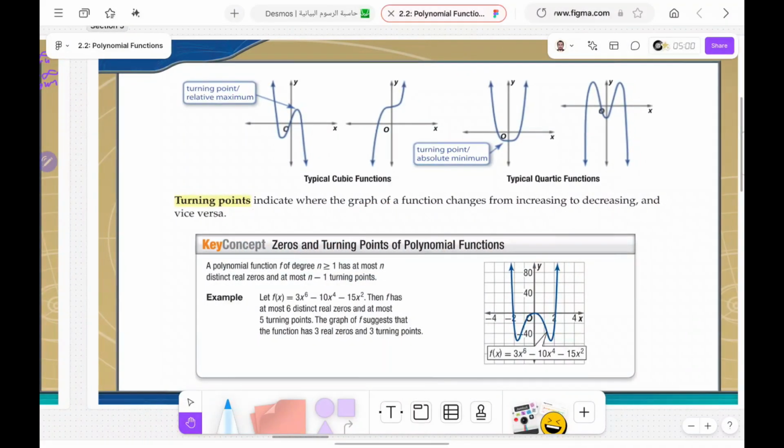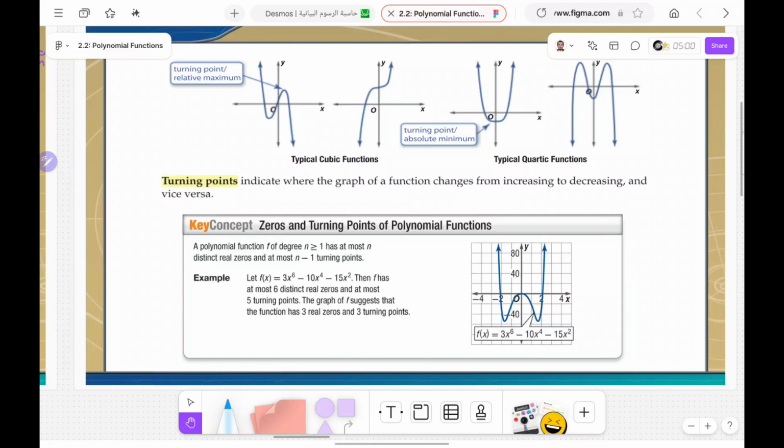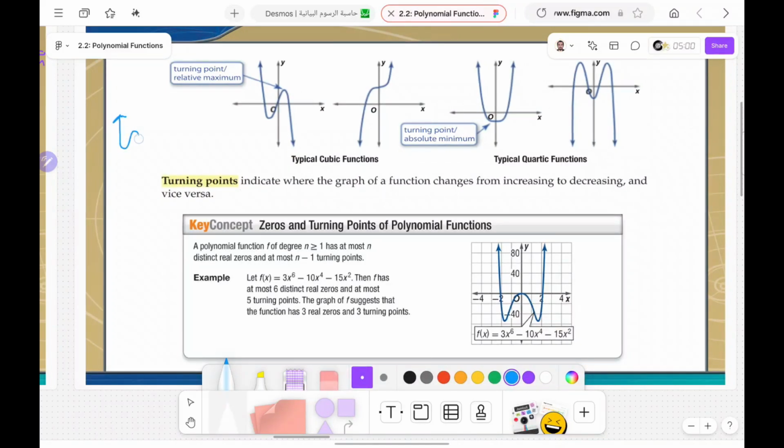Now, the turning point. How can we identify the turning point? You know that the polynomial, if it's even, will be like this example. And as you can see, I have turning point, turning point, turning point, turning point, right? And if I'm talking about odd, it will be like this. I have turning points here, here, and here, and here.